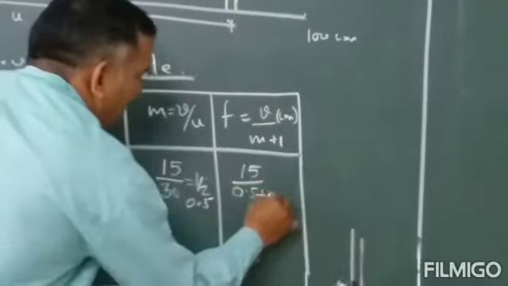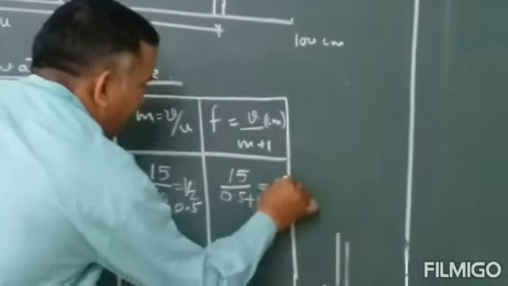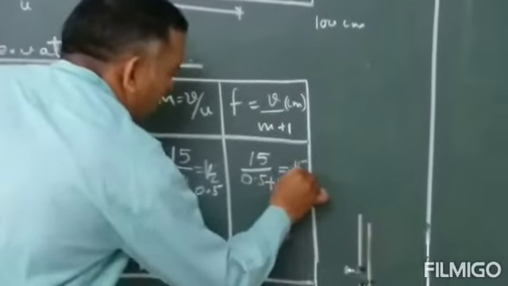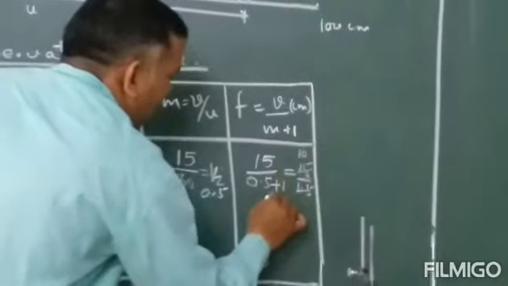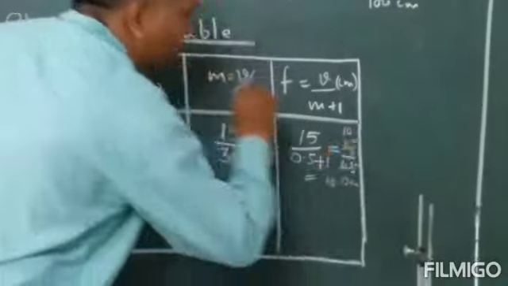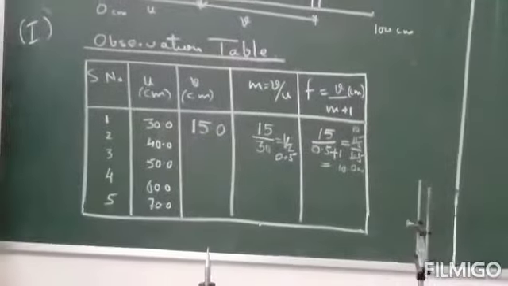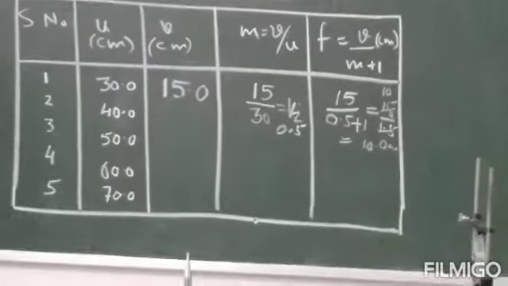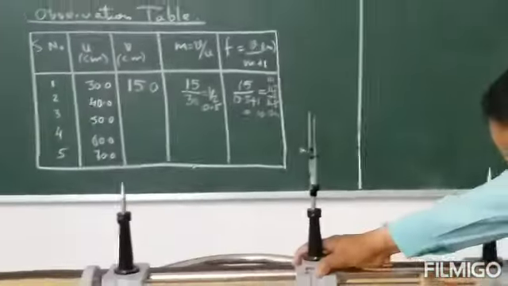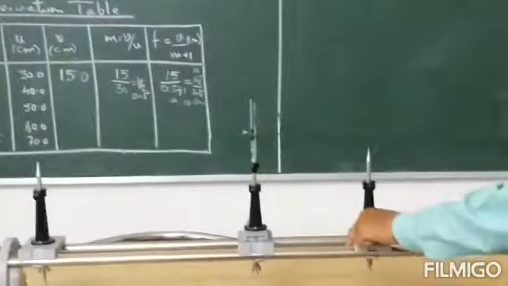Same procedure for the second reading. Again you will adjust the lens at 40 centimeter. Again same procedure. You move the image pin towards the lens until you see the no parallax. It means position of I minus position of lens is equal to V.